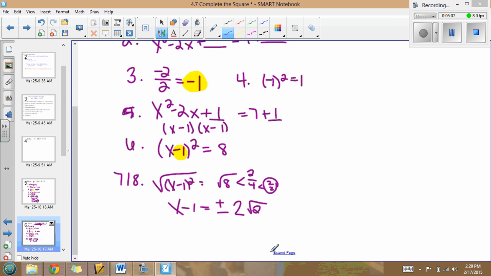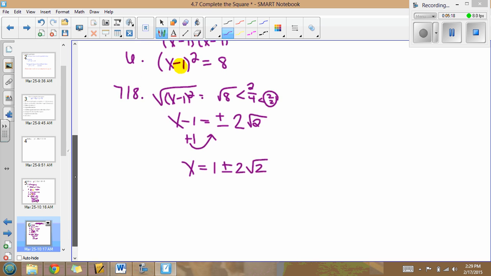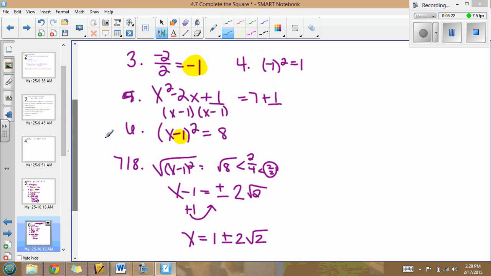My last step to get x by itself, I just want to add my 1 to both sides. So I have x equals 1 plus or minus 2 square root 2. Okay, again, if this is too fast, you can always pause the video, copy everything else down.